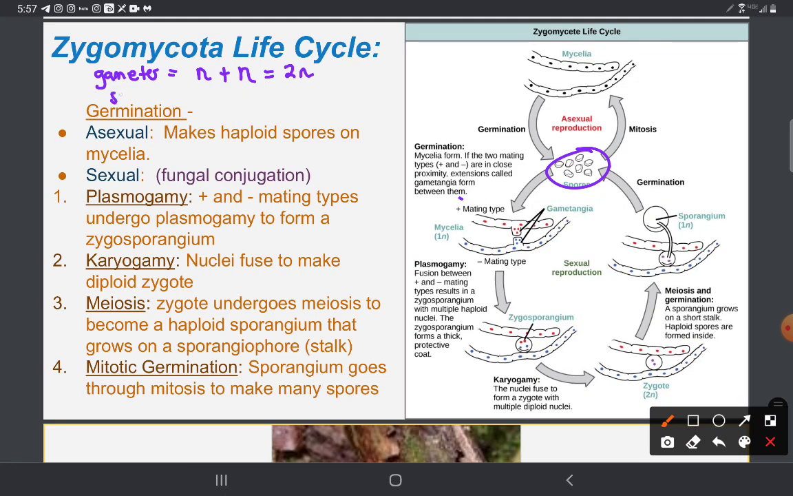But with spores, they are N, and then they just grow into a full-grown adult, still haploid. So the mycelium you see here are also haploid. So we'll start with the spores.